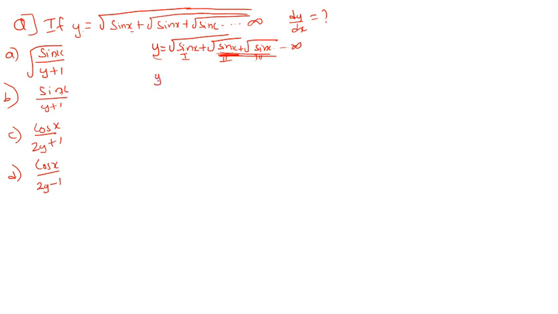So I will write y is equal to root of sin x plus y. I can write this as it is, because from the second term it continues. Now squaring on both sides, what do I get? Y square is equal to sin x plus y.